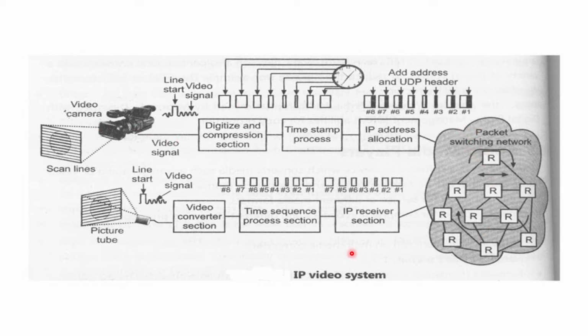So this is the packet switching network, and this is the scenario at the transmitter side. Now what happens at the receiver side? The packets will be received by the IP receiver section. I don't have any guarantee that I will receive the packets in the same sequence in which I transmitted them. That's why I have a time sequence process. It will take the help of the timestamp process and sequence all the packets in the order in which they were generated. Then it is given to the video converter section. My video converter section will convert the signal into the visual format, which is given to the picture tube, and then again I am able to see the picture in its original format. So this completely gives you an idea about the IP video system.